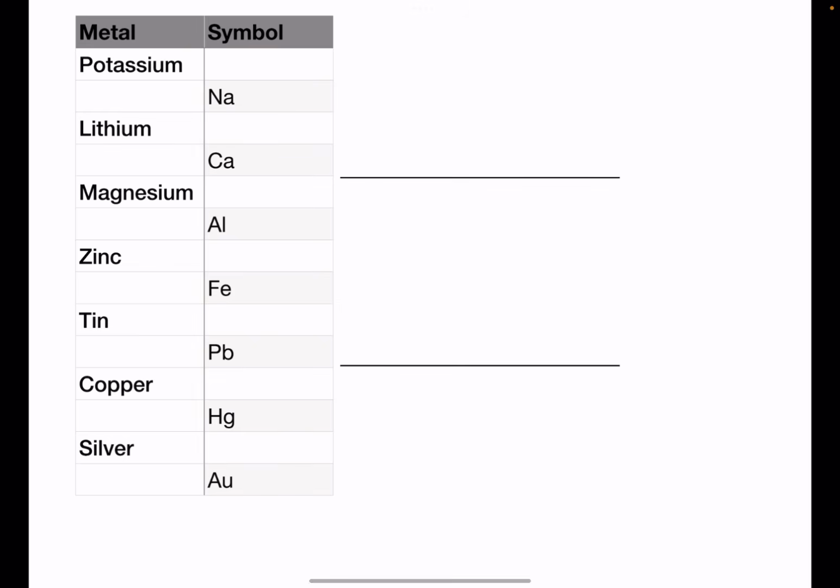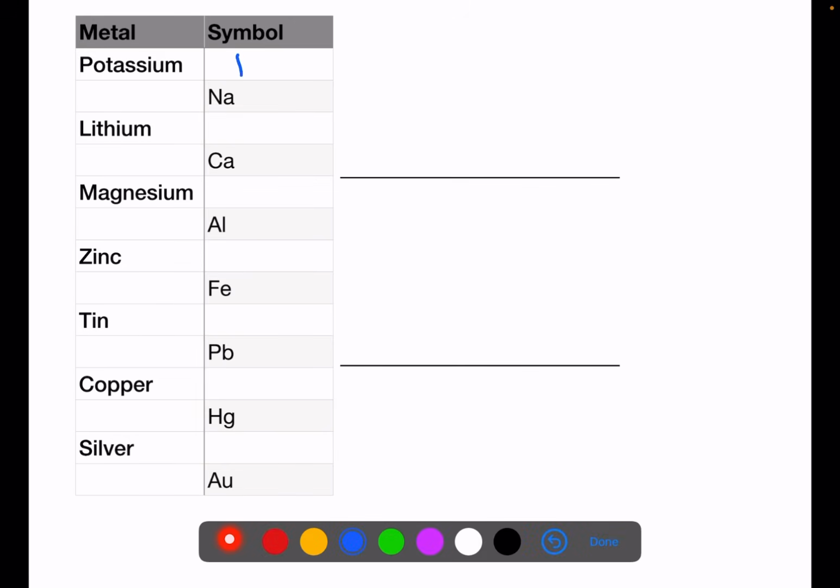By reacting metals with oxygen, water, and acid, we can write what we call a reactivity series. Here is the reactivity series. Our most reactive metal is potassium with the symbol K. This is followed by sodium with the symbol Na, and then lithium, Li. These are the alkali metals.